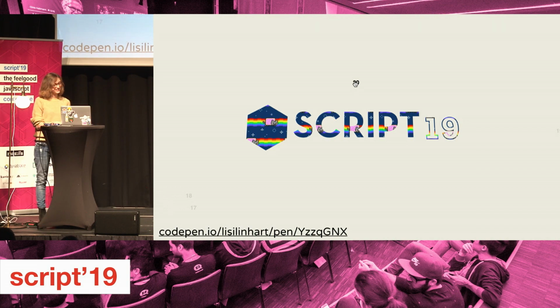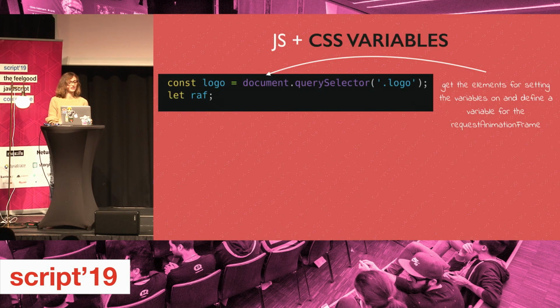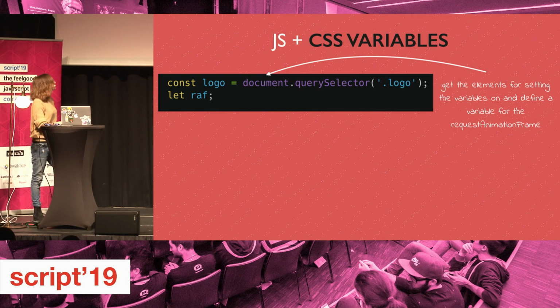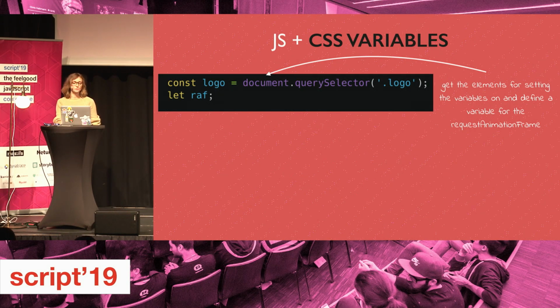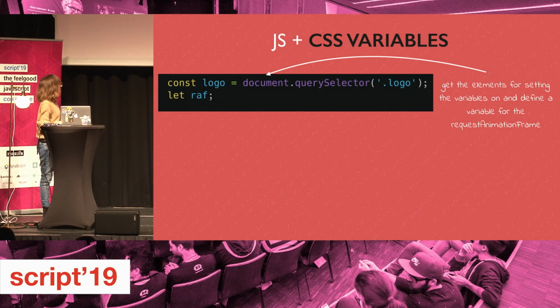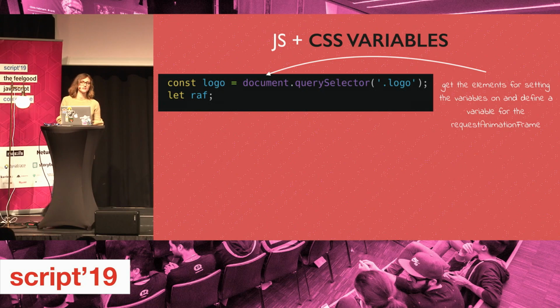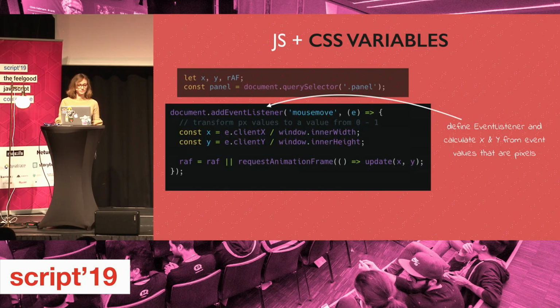So let's look at how we can build that. To work with JavaScript and CSS variables, we first have to get that logo, get that element. And then we are also creating a variable called raf. Some of you might have seen it before. raf is the shorthand for requestAnimationFrame. It's in a lot of animation JavaScript you might encounter.